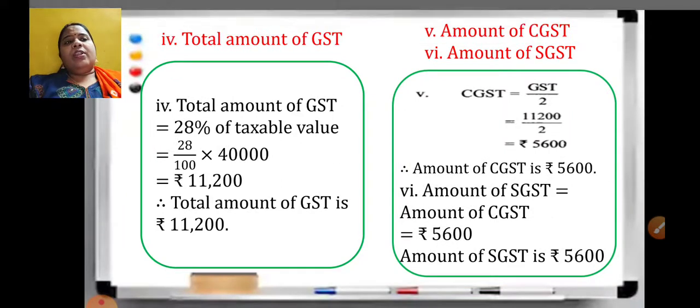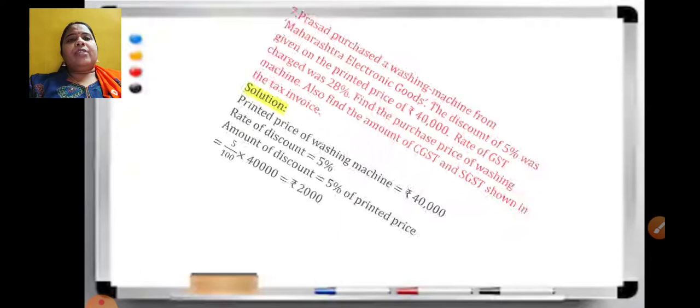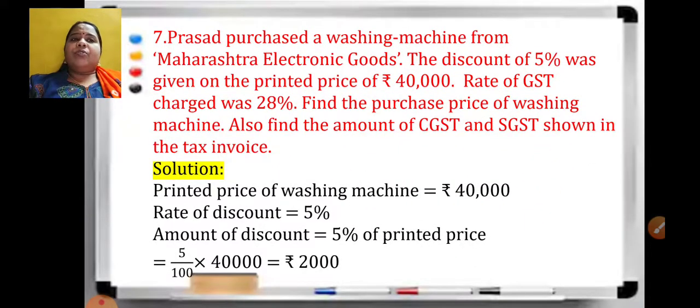Okay, let us move to the next question. The next question is, Prasad purchased a washing machine from Maharashtra Electronic Goods. The discount of 5% was given on the printed price of 40,000. Rate of GST charged was 28%. Find the purchase price of the washing machine. Also find the amount of CGST and SGST shown in the tax invoice.